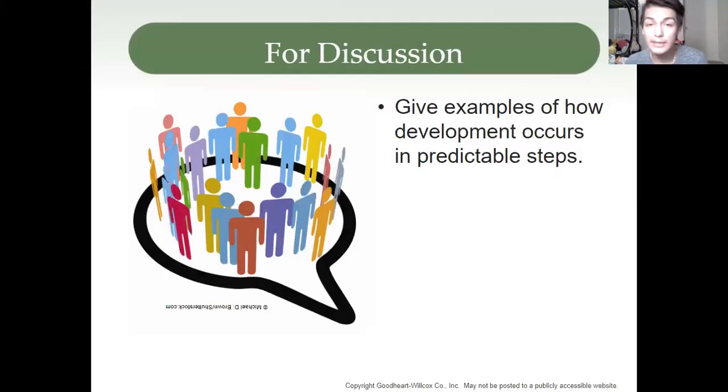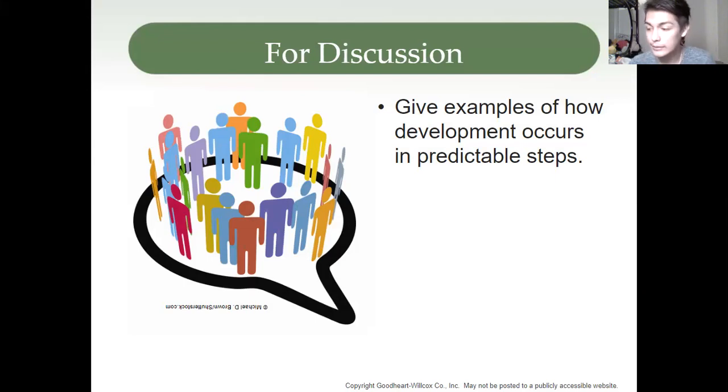So here goes the second discussion question on the Google Forms. Give examples of how development occurs in predictable steps. So let's, for example, take, well, I'll give y'all an example, but don't use this in y'all's Google form.